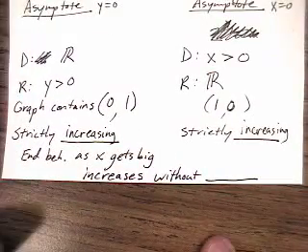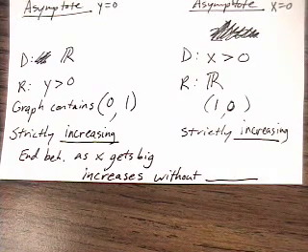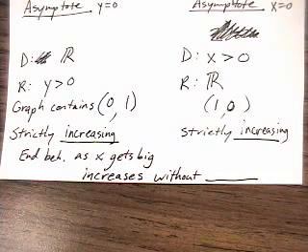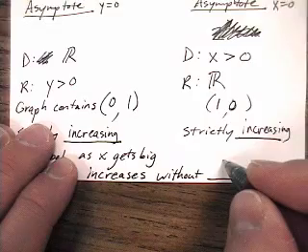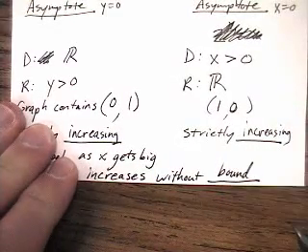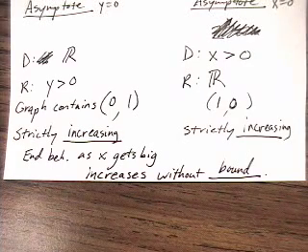Now, end behavior. As x gets big, these things are both increasing. Sometimes graphs increase, but they have a top level, like a horizontal asymptote, and it never goes past it. That would be increasing up to a boundary mark. But these both increase without bound. Because they just keep getting bigger and bigger and bigger. And they never slow down.